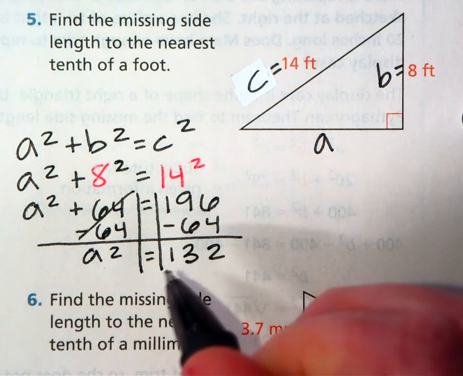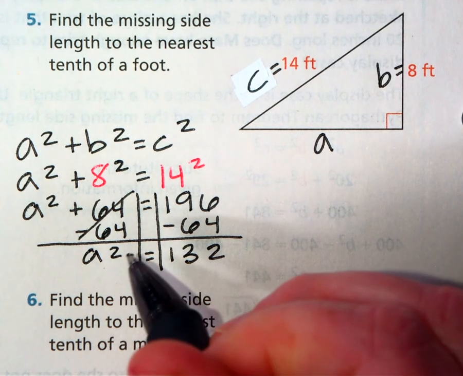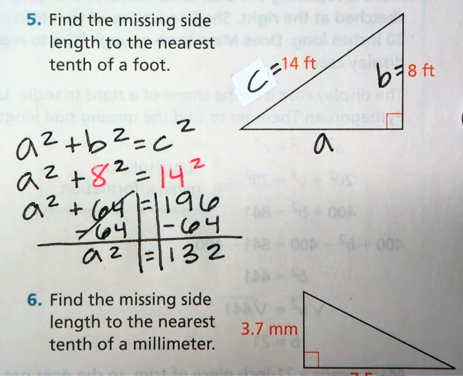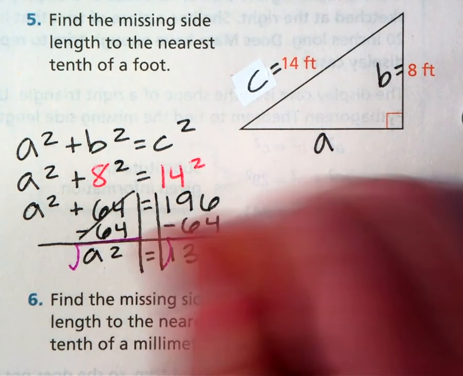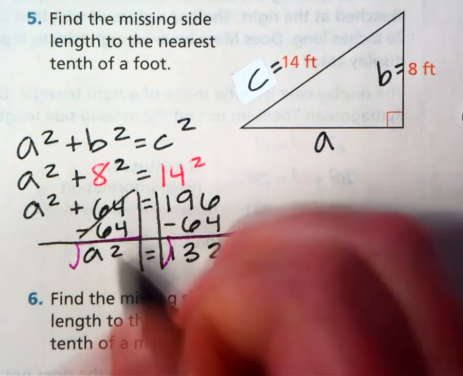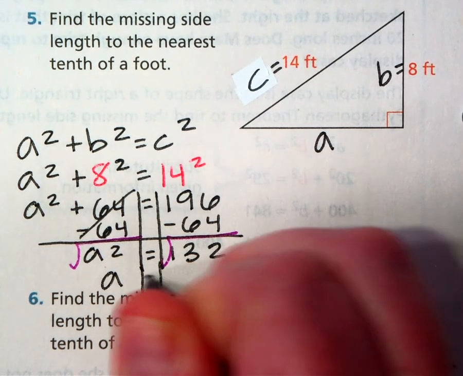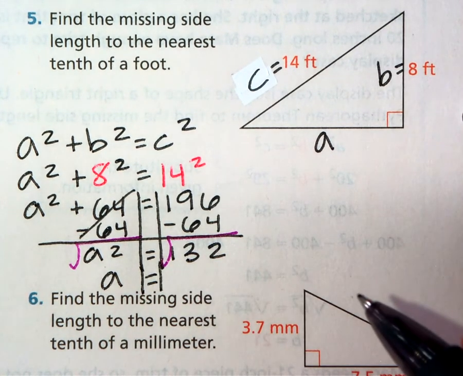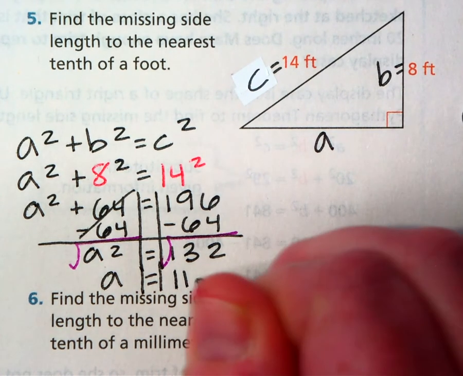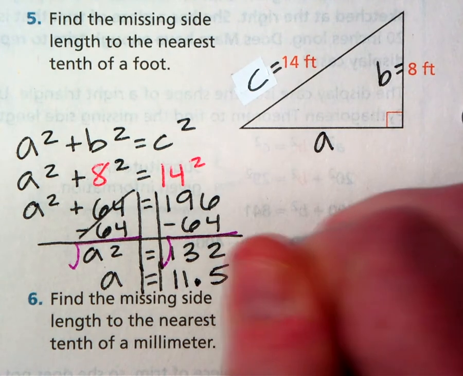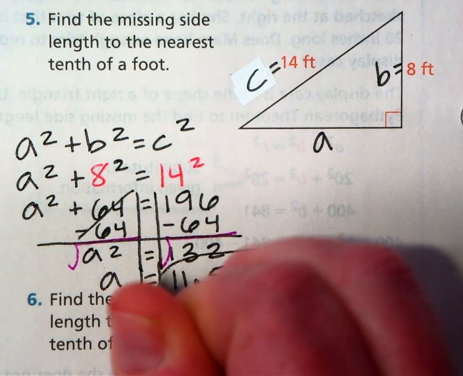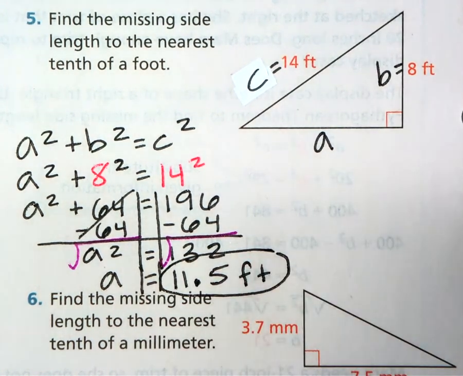Next, we need to get A by itself, and I notice there's a squared. In order to get rid of that, the opposite of squaring something is square rooting it. So the square root of 132, if you put it in your calculator and round it to the nearest tenth, would be 11.5. Since the unit is feet, we're going to write feet in the answer, and your final answer is 11.5 feet.